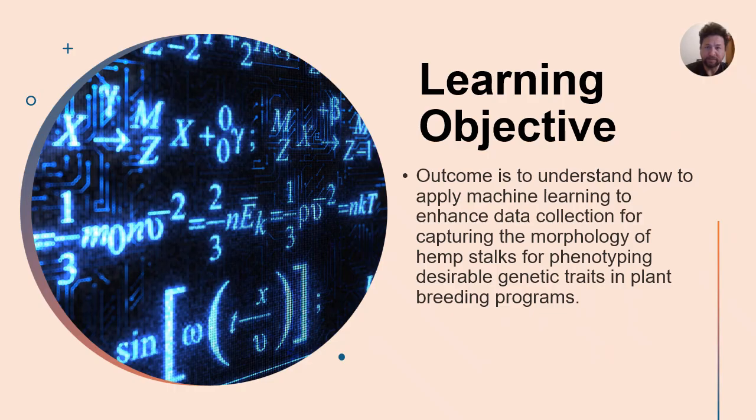The learning objective for this presentation is straightforward. By the end, you should understand how machine learning and 3D image processing can be applied to capture the morphology of hemp stalks and how that enhances phenotyping and plant breeding programs. This is an emerging area where AI is not replacing human breeders, but augmenting their work with faster, more objective, and more comprehensive data sets.